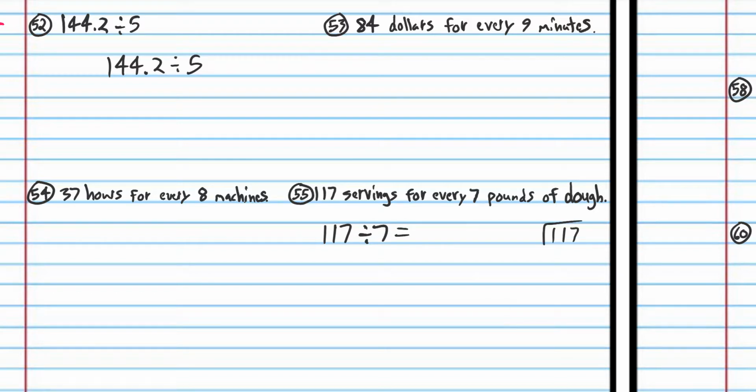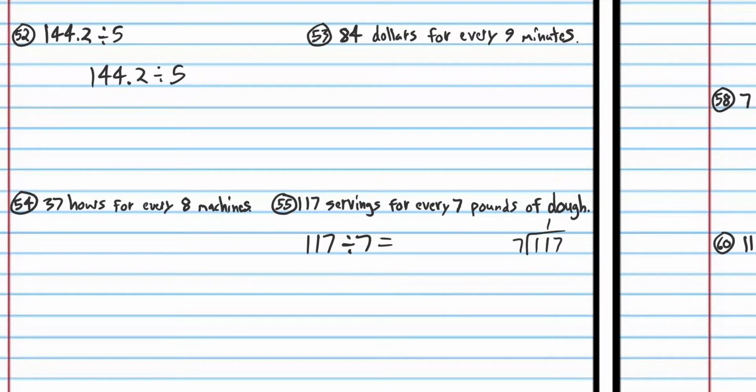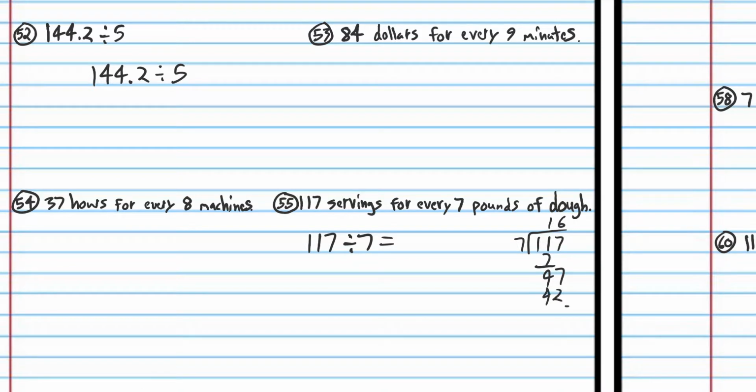117 divided by 7. 7 goes into 1 no times, but it does go into 11 one time. Notice I put the 1 above the last digit of the number I'm dividing into. 7 times 1 is 7. Subtract. Bring down a 7. 7 goes into 47 6 times. 7 times 6 is 42, and we have a remainder of 5. So your remainder is 5. This is the same exact problem that we were doing before. The whole number, it goes in 16 times. 7 goes in 16 times, but there's a remainder of 5.